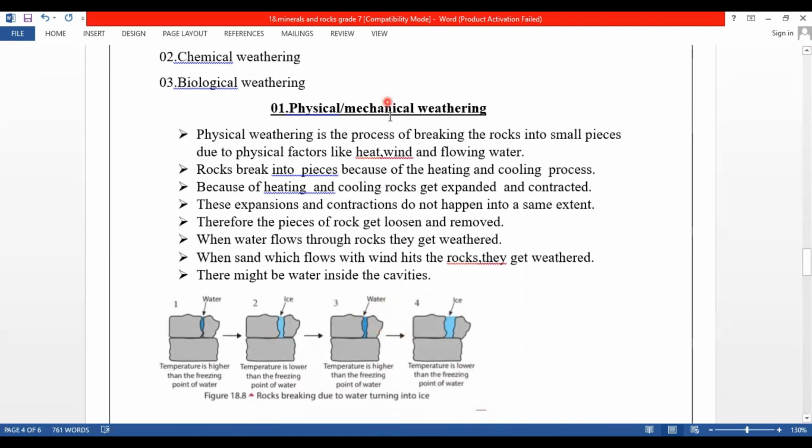But sometimes if these parts cannot be removed by the water flow, the water may solidify inside these cavities. Water collects in these broken places and becomes ice in the cold, that means in the winter season. When it becomes ice, the size of the cavity will increase, and again when it becomes water, these parts get removed.